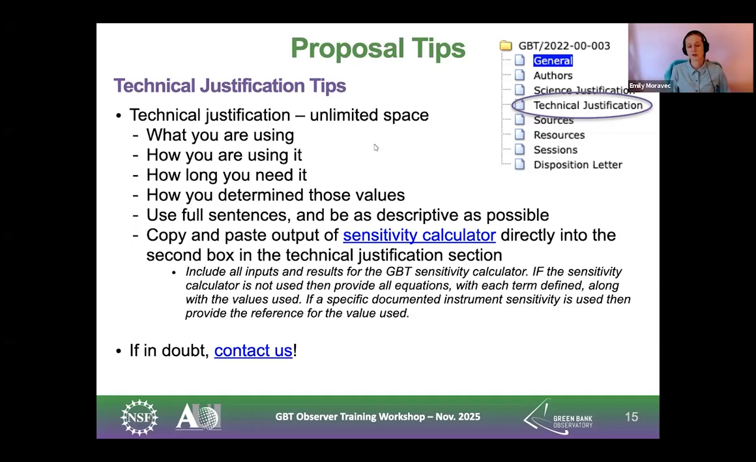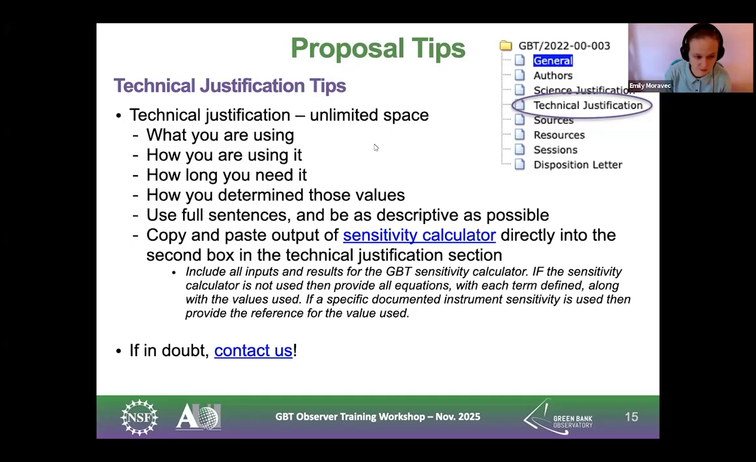Scientific staff at the observatories go through these technical justifications and have to try to reproduce your calculations, etc., to verify that you've asked for the right amount of time. So really and truly use full sentences, be as descriptive as possible, write the equations that you used and walk the reader through the logic. It's very helpful for staff going through and verifying that what you've done is correct, and also for the science review panel to be able to say, yes, they justified this, and yes, they need that much time.